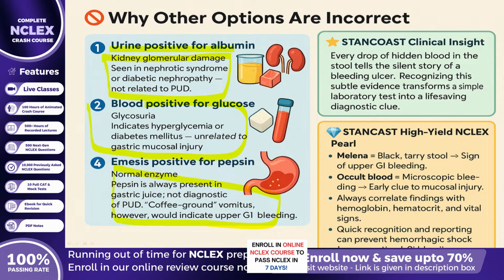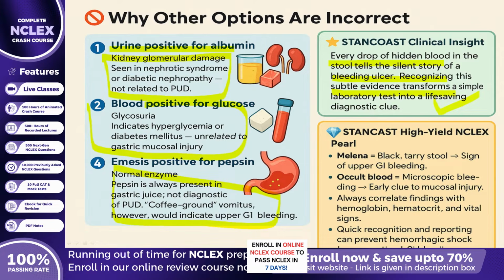And as we connect this discussion to deeper clinical understanding, here comes your Stancoast clinical insight. Every drop of hidden blood in the stool tells the silent story of a bleeding ulcer. Recognizing this subtle evidence transforms a simple laboratory test into a life-saving diagnostic clue.